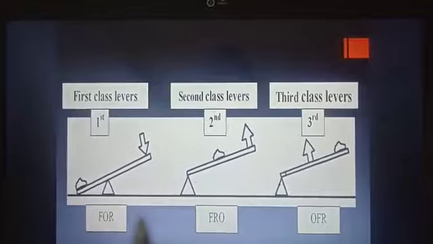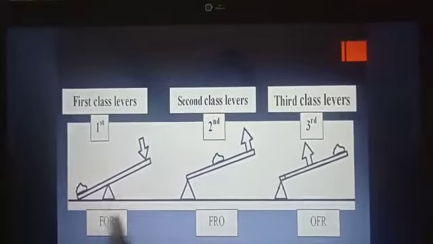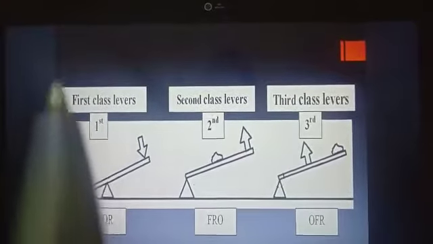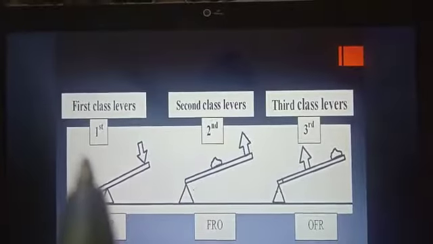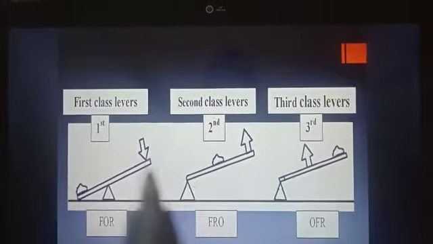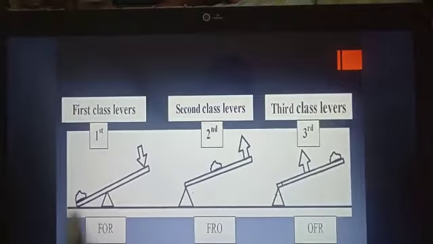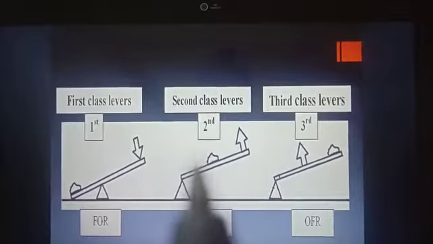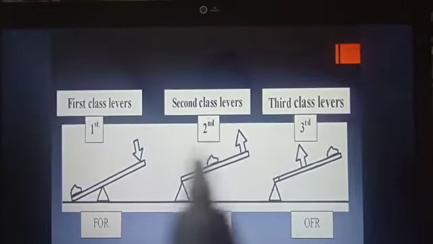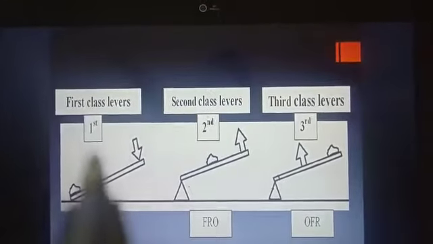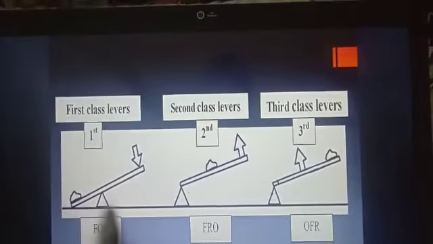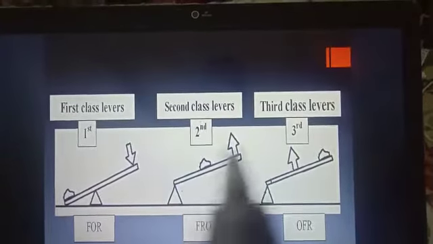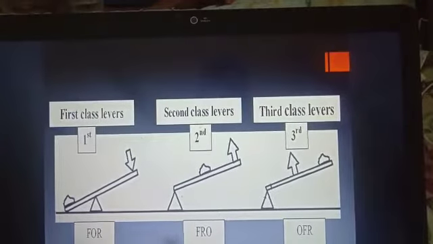So the first type: F here, R here, and fulcrum O in the middle. It is called first class lever because the fulcrum is in the middle between effort force and resistance force. The second type is called second class lever. In the second class lever, R is in the middle between effort force and fulcrum.